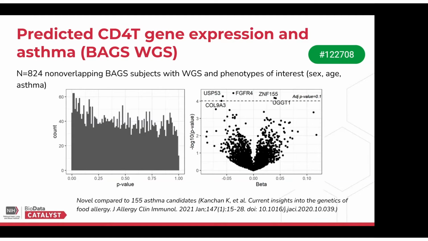from each model. When we looked at an FDR multiple comparison correction level of 0.1, there are 5 predicted gene expression in this study that were associated, at least suggestively, with asthma. And when we compare to the 155 asthma candidate genes that have been previously identified, all 5 of these are novel. So potentially we have some interesting signal that we're following up on in the replication in the CAAPA study.